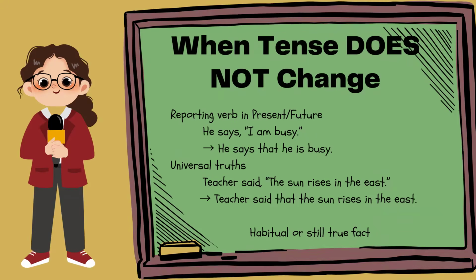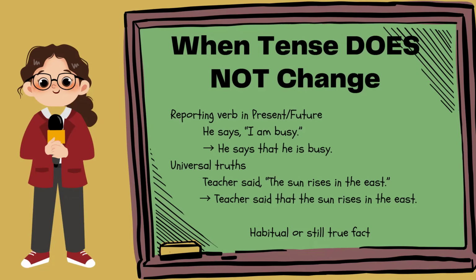But wait a minute. This is very important that you have to remember. Tense does not always change. No tense changes when the reporting verb is in present tense. Why? Because you have to maintain the tense consistency of the sentence. The reporting verb is in present tense. He says, "I am busy." There is no change. Why? Because he says it. He says it always. He says that he is always busy like that.